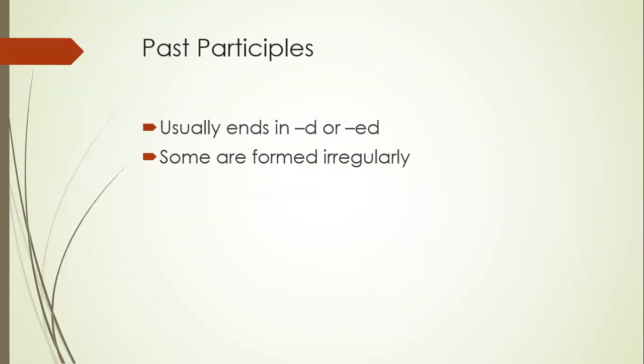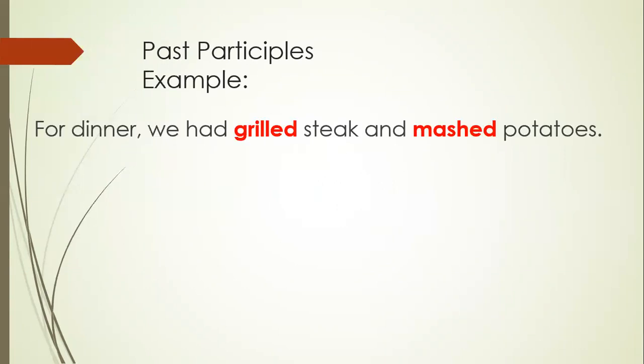Your past participles usually end in D or ED. However, there are always some exceptions. Consider break, broke, broken. Let's have a look at this example. For dinner, we had grilled steak and mashed potatoes, both ending in ED.